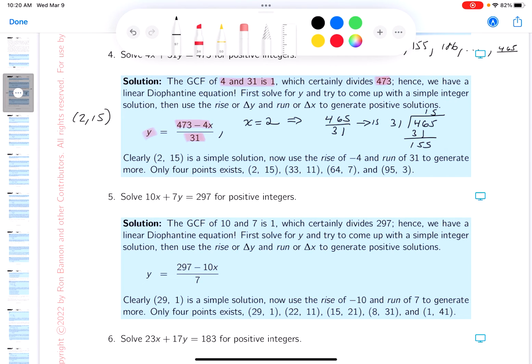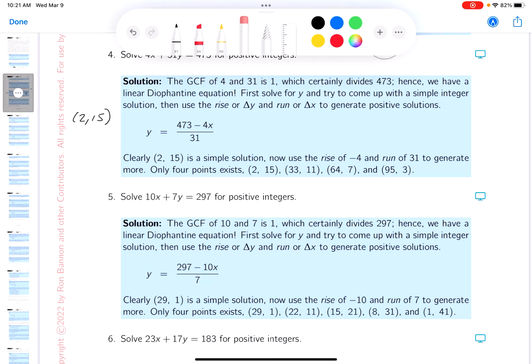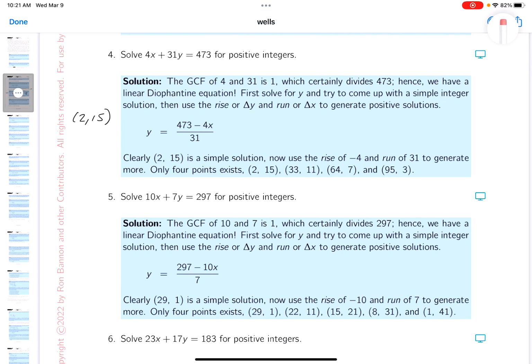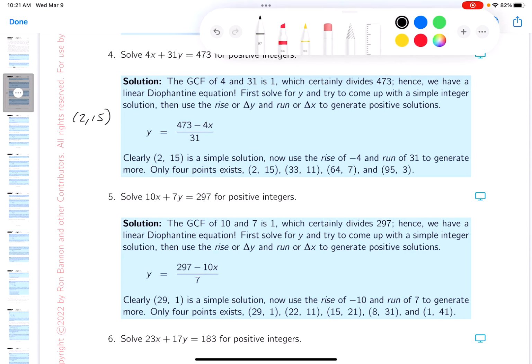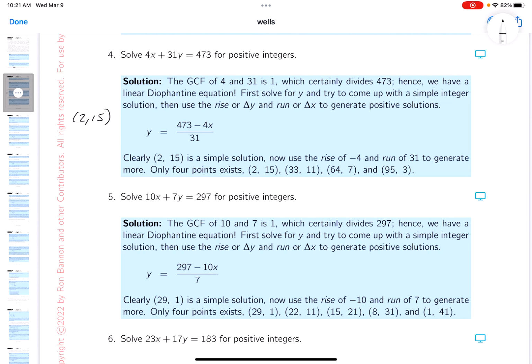Just like I did before. Let me erase all this stuff over here. We're kind of done with it. Once you find one integer solution, it doesn't matter if it's positive or negative, if you found one, you found every single one. All right, so let's write this down. What's the slope going to be? Looking at it, the slope, delta y over delta x, is going to be minus 4 over 31.